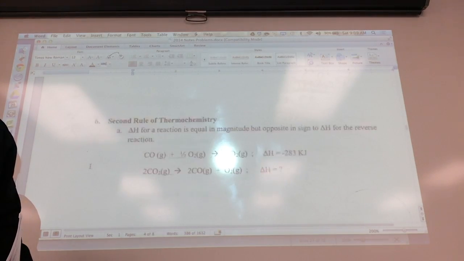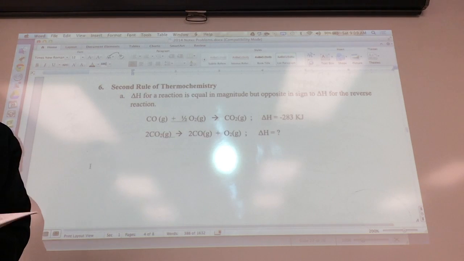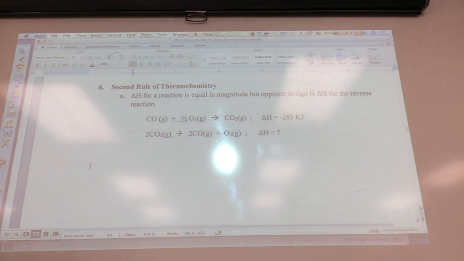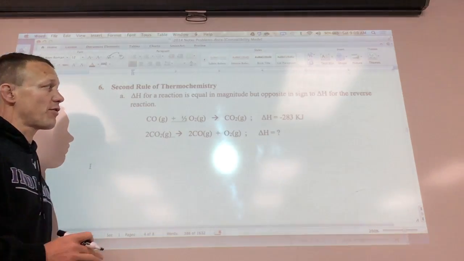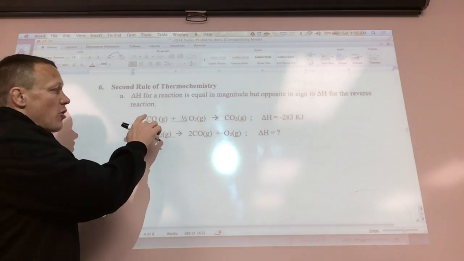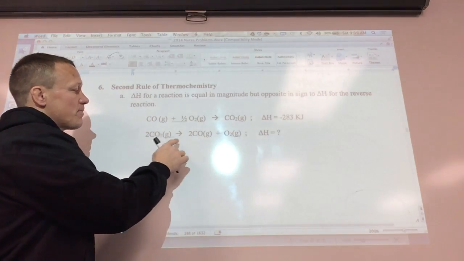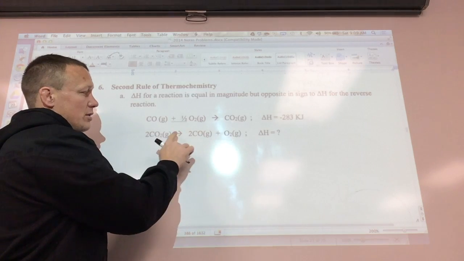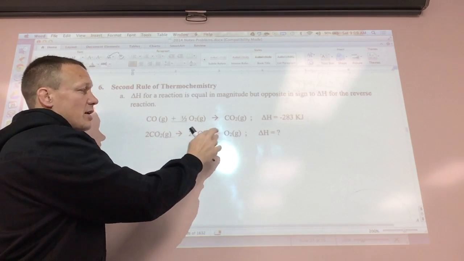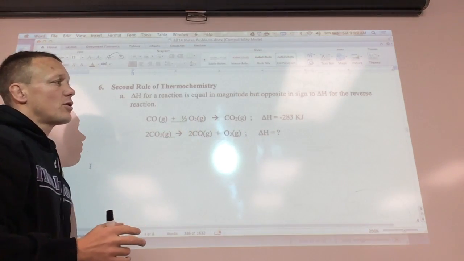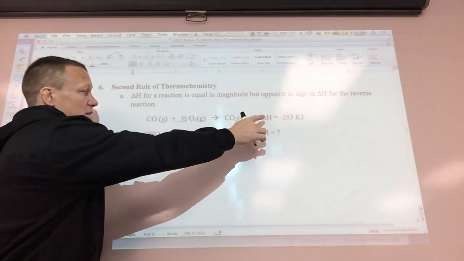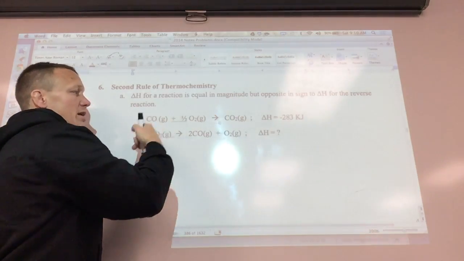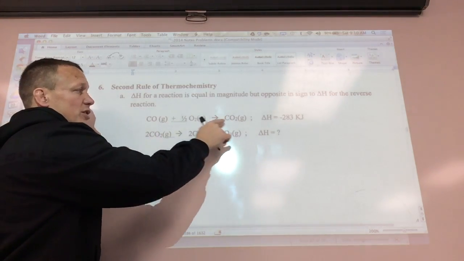One more thing. Second rule of thermochemistry says that the delta H for a reaction is equal in size, equal in magnitude, but opposite in sign for delta H for the reverse reaction. So if you look at this reaction, we have carbon monoxide reacting with oxygen to form carbon dioxide. This is just the reverse of that reaction. So we have carbon dioxide breaking apart into carbon monoxide and oxygen, so it's just flipped around. So if we flip a reaction, that just changes the sign. Whereas this was an exothermic reaction, going the other way would make it endothermic. Okay, so flipping this would just flip the sign to positive.